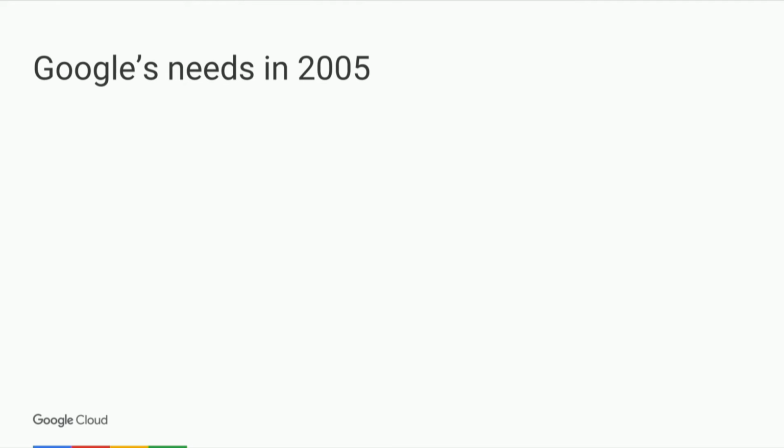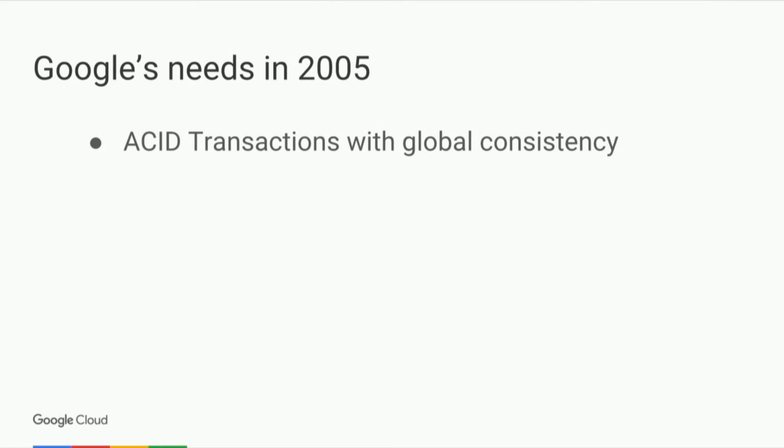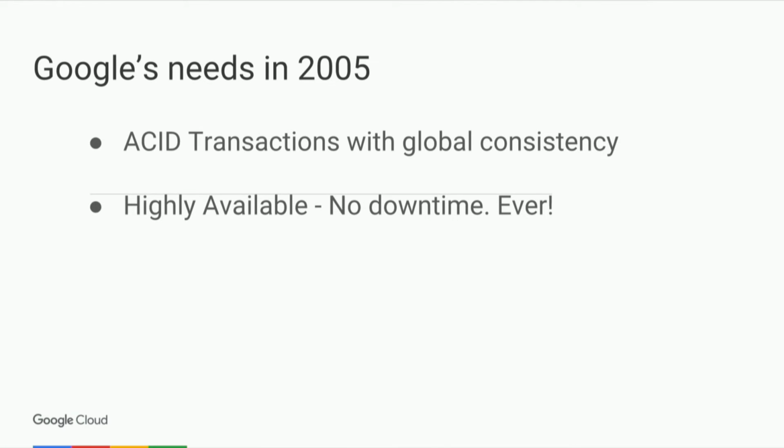What did Google need? We were dealing with monetary transactions, so we needed global consistency and no data loss. We needed it to be highly available. Every minute of outage is equivalent to millions of dollars in lost revenue.